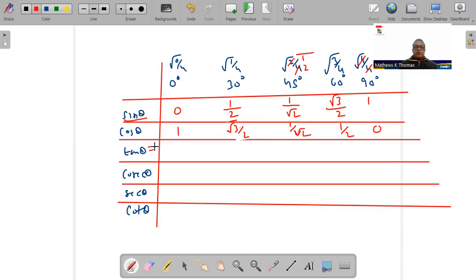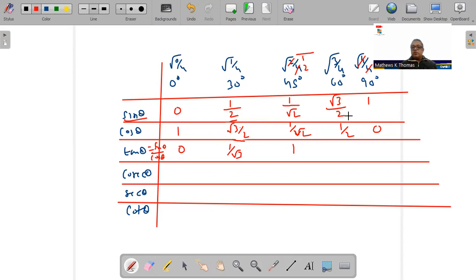Now tan can be obtained by dividing sine and cos. Remember that. Tan is sine upon cos. When you divide 0 by 1, you are going to get 0. Divide 1 by 2 and root 3 by 2. 2 and 2 get cancelled. We get 1 by root 3. These are the same quantities. When you divide the same quantities, you will get 1.